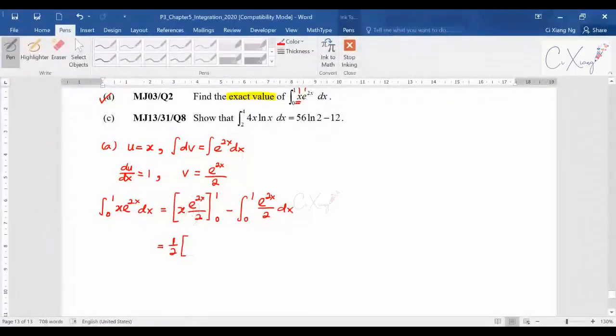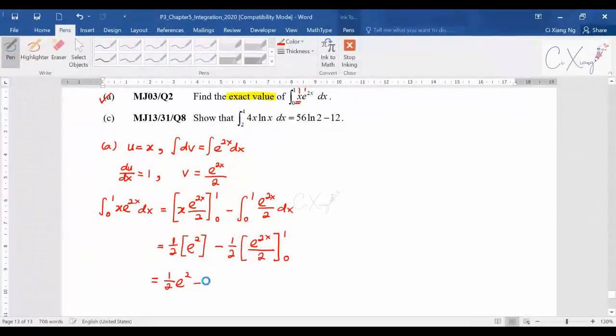Substitute 1 into the equation here. x is 1, e power 2x becomes e power 2. Then when you substitute 0 inside, you get a 0 here, so the whole thing becomes 0. That's why for the first part of the answer, you're having half e squared only. Then minus, for this part, half is a constant again, so I will take it out and focus on integrating e power 2x. Integrate e power 2x, you get e power 2x divided by the differentiation of the power. Differentiate 2x, you get a 2, so you divide by 2. After that, you put the limit in.